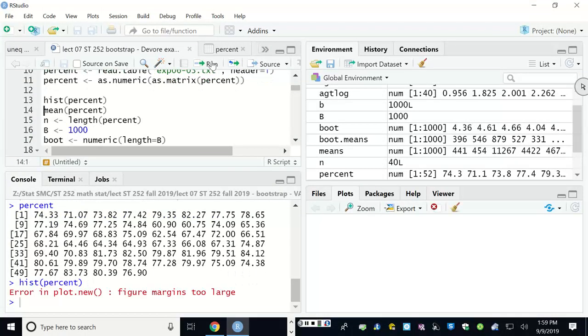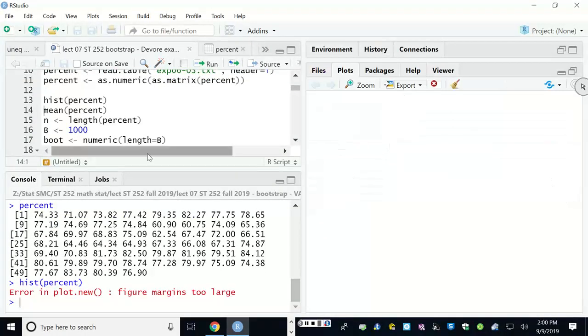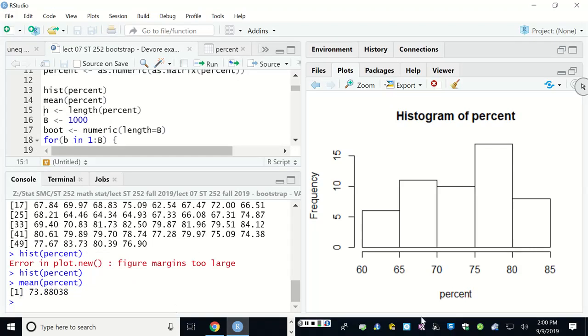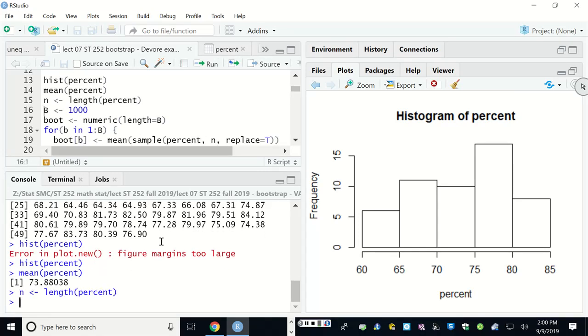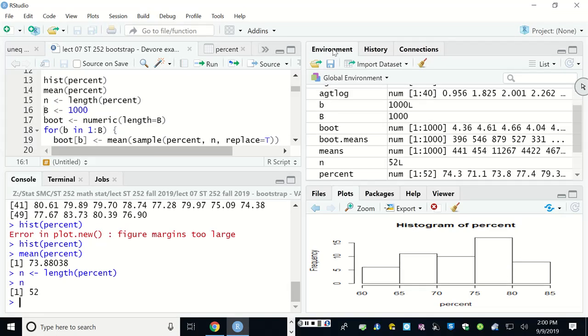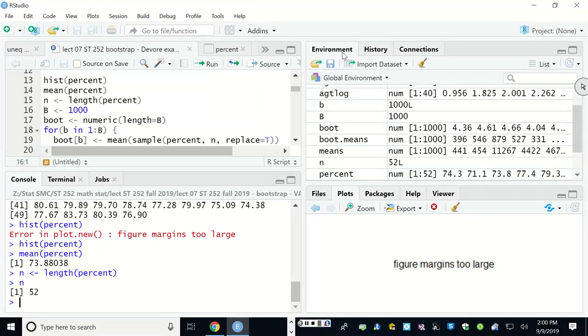Here's the histogram of what these data values look like. In inference, these are the data values. They range from about 60 up to 85. There are all these individual values. That's the range, and there's a standard deviation for those. The average in here is about 73. But now we want to make a confidence interval, according to how many, the length of that, 52 actually. 52 of them, up to 52 here.